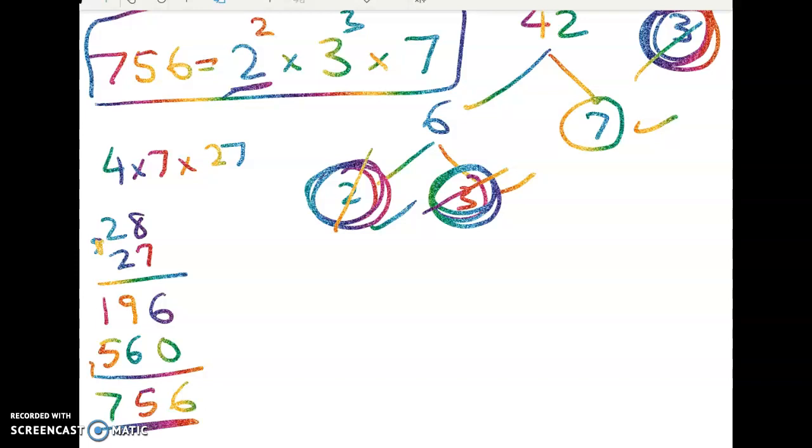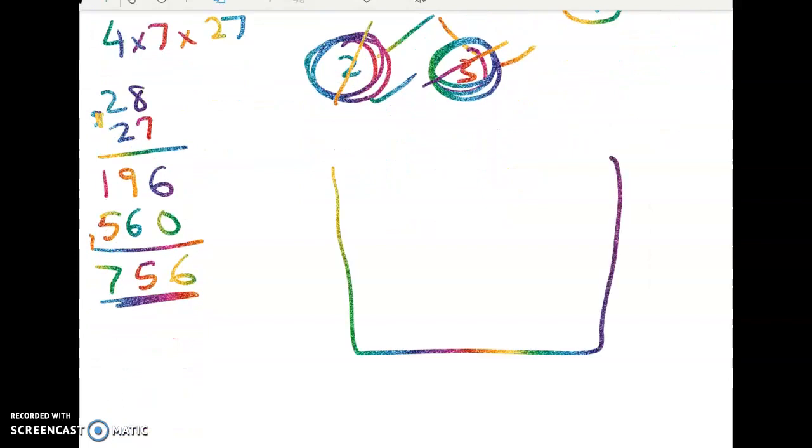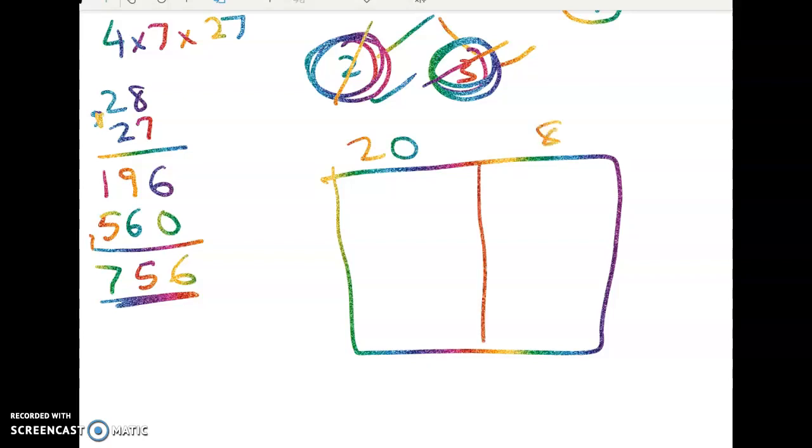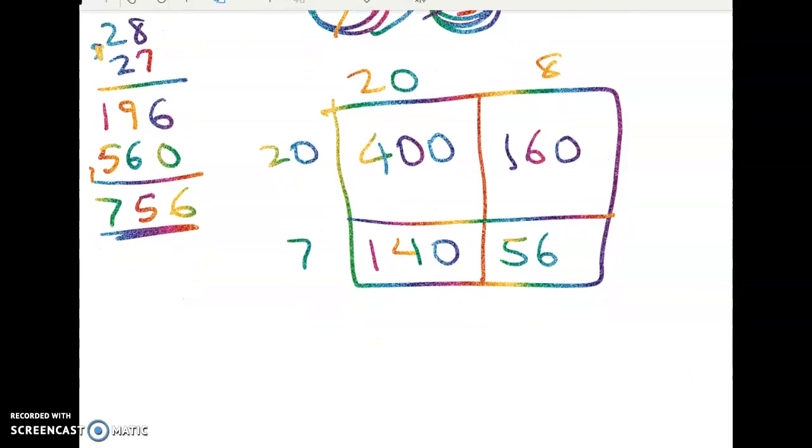756. There we go. Right, one more method that I want to go over for multiplication is the grid method, which I really like. So that 28 can be split up like this, 20 and 8. And then here I've got 20 and 7. So when I'm multiplying here, I get 400 here. I get 160 here. 140 here. And 56 here. And that's really easy to add up.